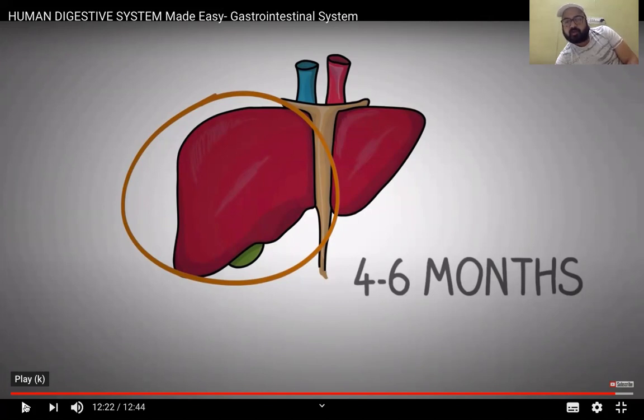This is what we are going to focus on, and digestive system is normally, if asked, of 5 marks.